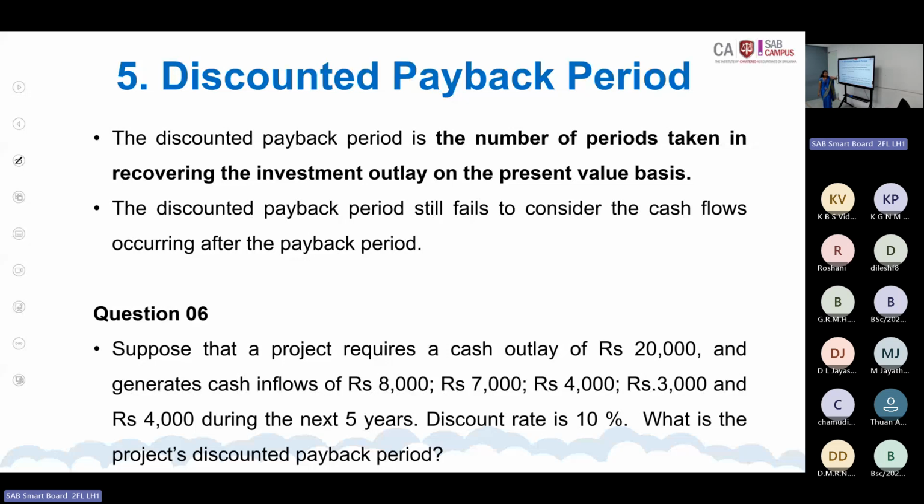Discounted cash flow. Question number 6. Read question number 6 and try to do it. In columns, calculate the payback period, then the discounting factor, the discounted cash flow, and then the accumulated discounted cash flow.